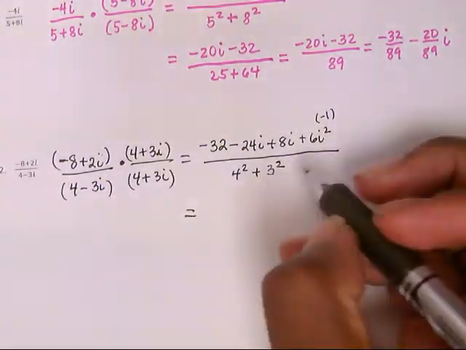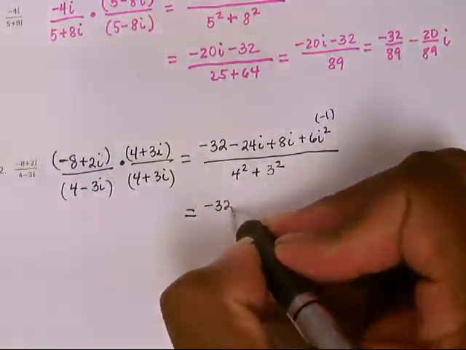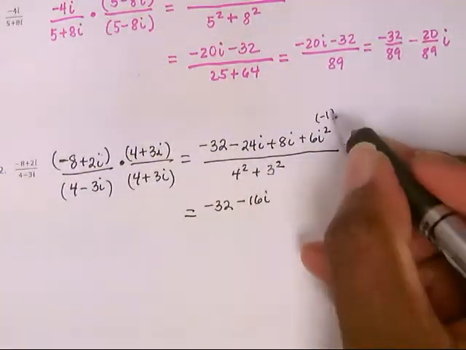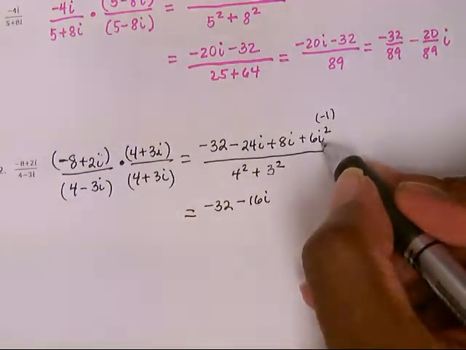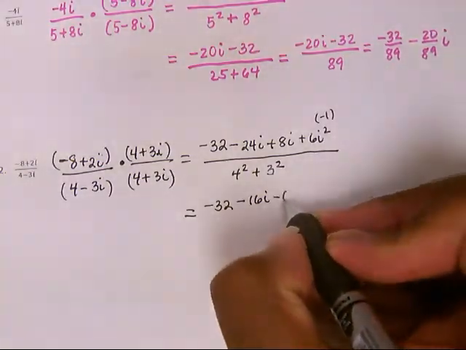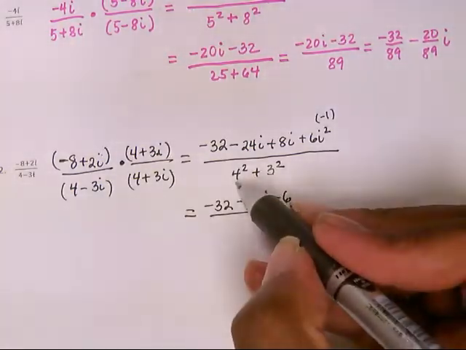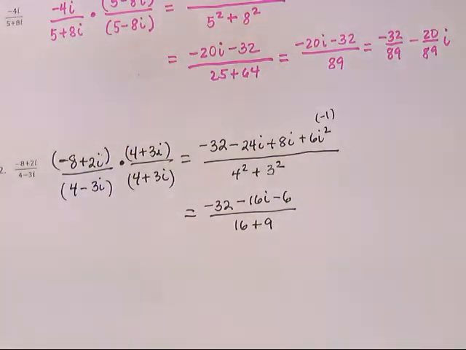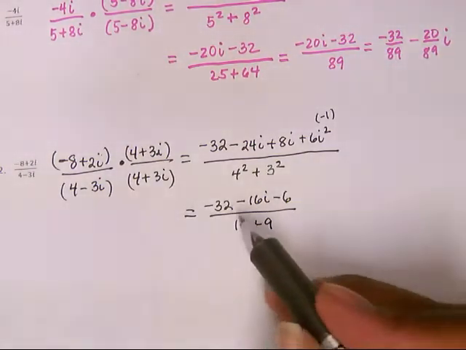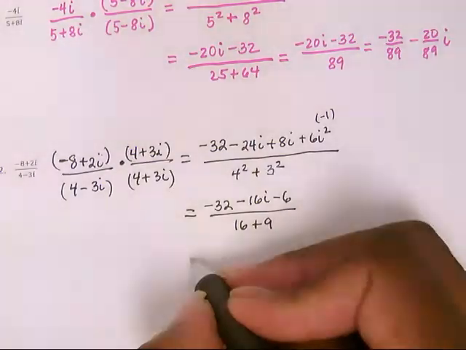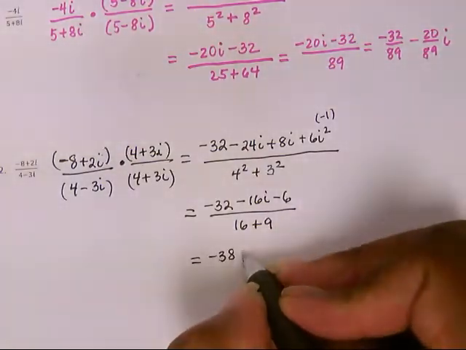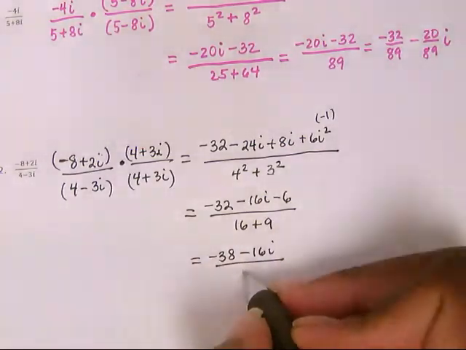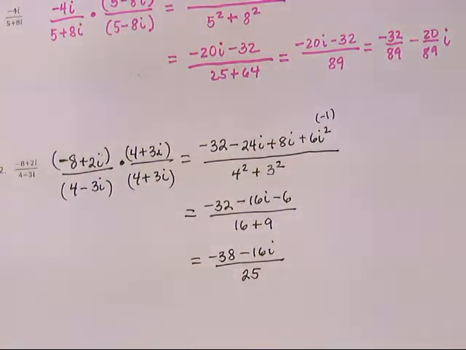So now let's simplify the numerator. I have negative 32. Negative 24i plus 8i would be a minus 16i. And then since i squared is negative 1, it's going to make the plus 6 a minus 6, all over 4 squared, which is 16, plus 3 squared, which is 9. And now, if I do negative 32 minus 6, that's going to be a negative 38 minus 16i, all over 16 plus 9, which is 25.